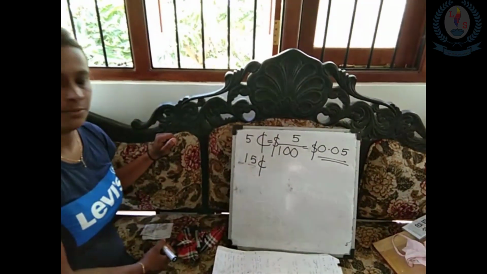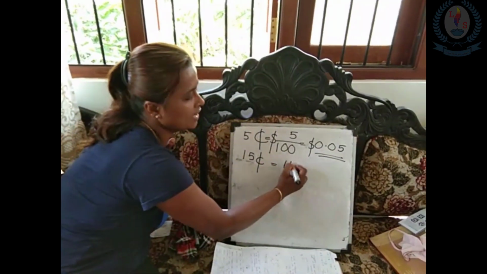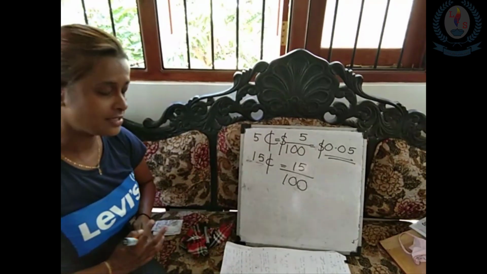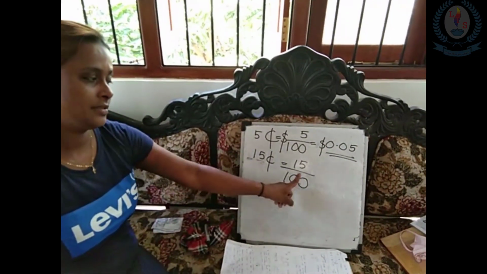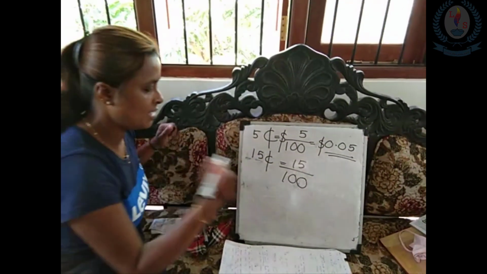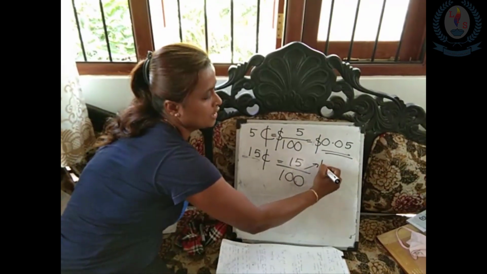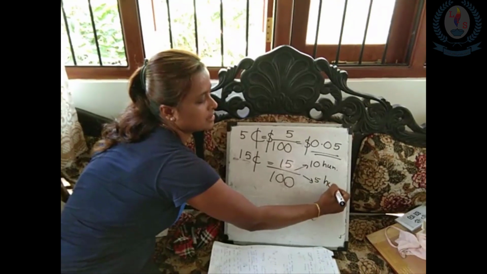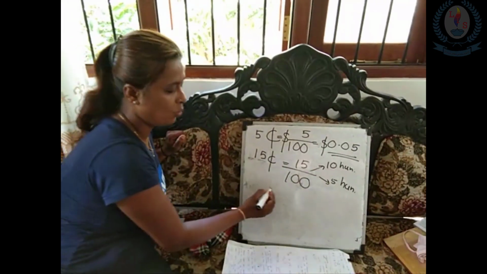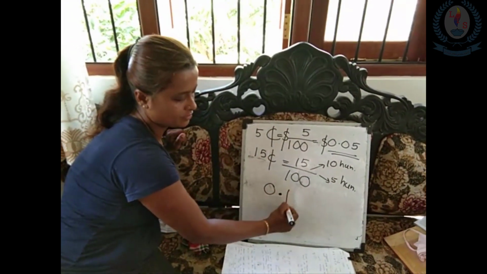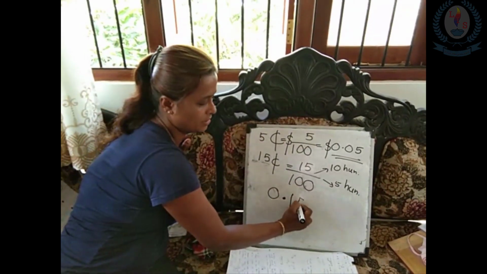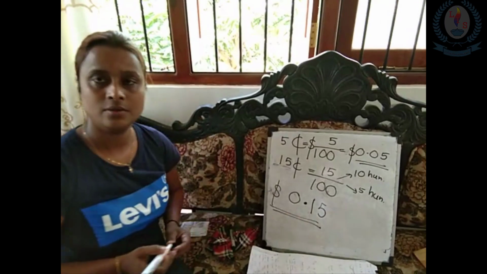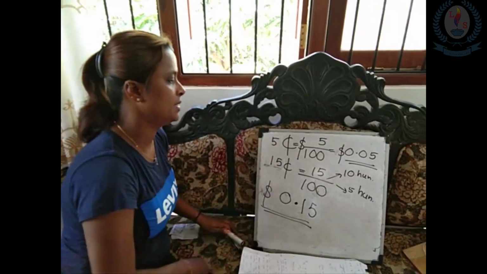And look at this example, 15 cents. 15 cents means 15 hundredths. 15 hundredths we can break into 2 pieces: 10 hundredths and 5 hundredths. 10 hundredths means 1 tenth. 1 tenth, 5 hundredths. Right? I will take another example.